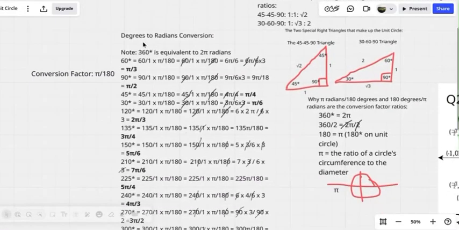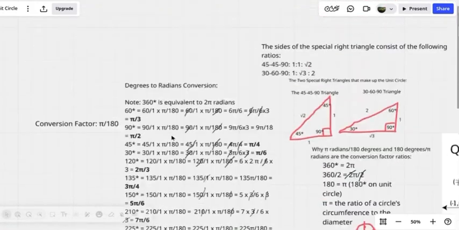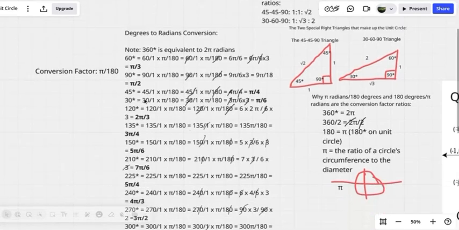So next here, I'm just going to go over the degrees to radians conversions, and then we're going to go over the radians to degrees conversion as well. So let's get started. So please note that 360 degrees is equivalent to 2 pi radians.